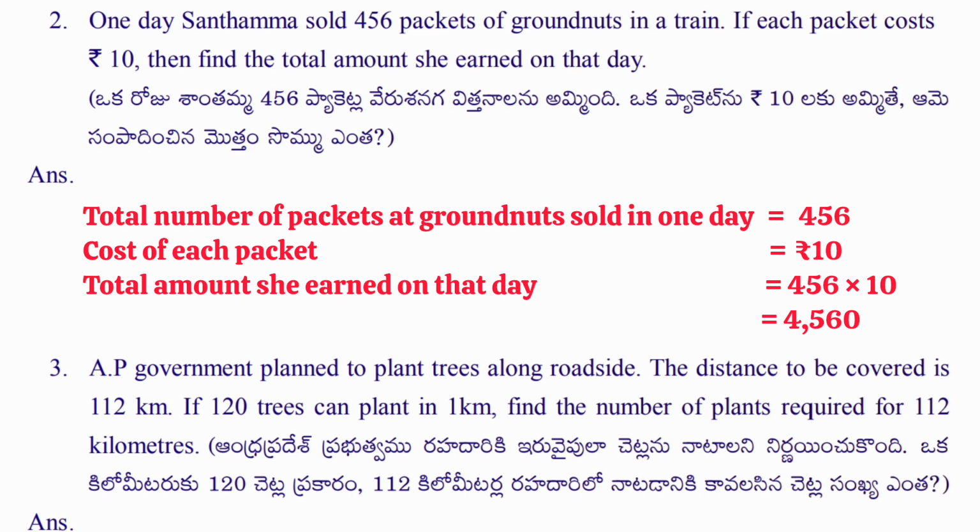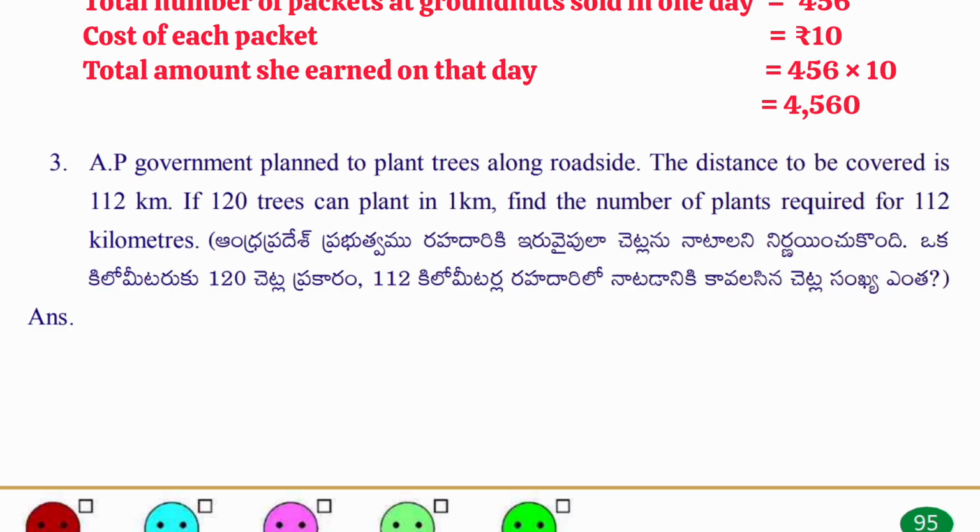So you will get the answer as 4560. So she earned 4560 for selling 456 packets of groundnuts in a train. Got it? Let's move on to the third question, which is: AP government planned to plant trees along the roadside. The distance to be covered is 112 km. If 120 trees can be planted in 1 km, find the number of plants required for 112 kilometers.